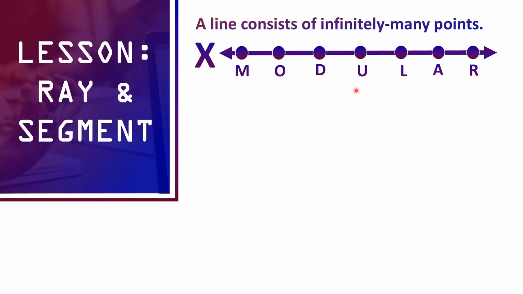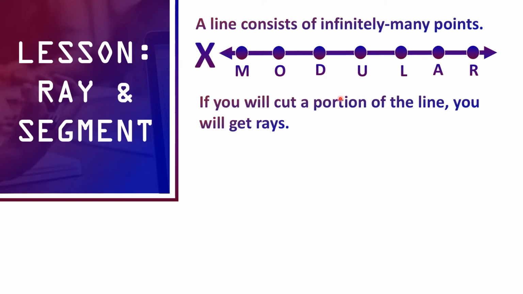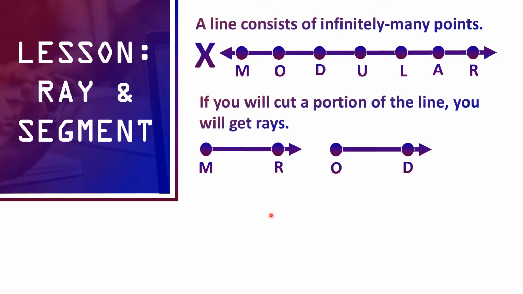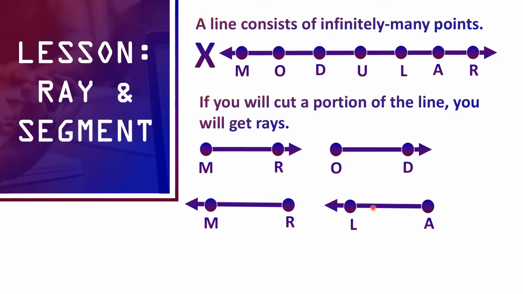Now again, if we cut this portion, we can also have rays. So we have here ray MR. So from here, we can have ray MR. Also in the opposite direction, and the same direction, ray OD. So we have here ray MR, then ray OD. Then the opposite direction, we have RM, and we have here ray LA.